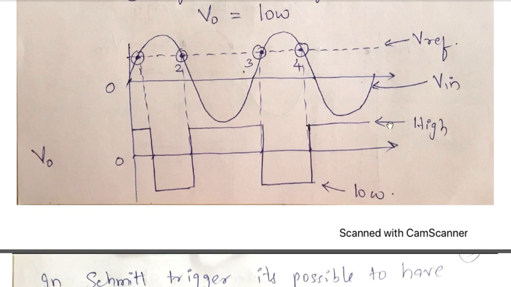So in a comparator, I am showing the input as a sine waveform which is compared with a DC voltage, that is the reference voltage, and I am getting the output as a rectangular waveform. So it is as good as saying that the sine waveform is getting converted into a rectangular waveform with the help of a voltage comparator. Right, so this is all about the voltage comparator. For the next part we continue in the next video.